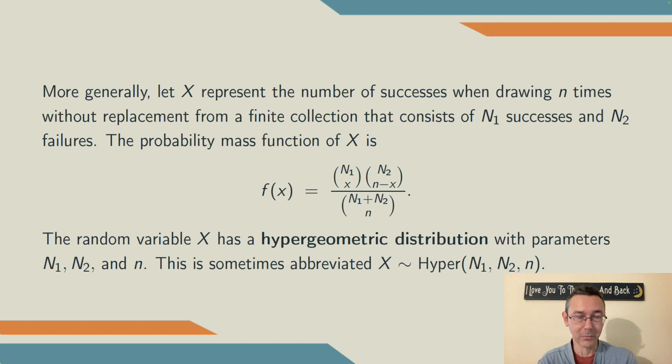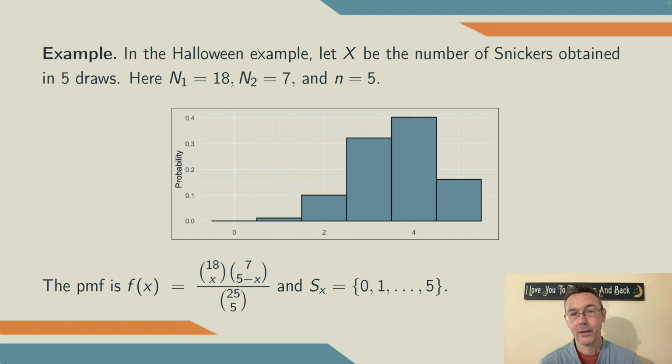A random variable with this probability mass function is said to have a hypergeometric distribution with parameters big N1, big N2, and little n, and that's sometimes abbreviated as hyper(N1, N2, n). To take this Halloween candy example just a little bit further, let x be the number of Snickers bars obtained in 5 draws. We have parameters N1 is 18, the total number of Snickers bars available, N2 is 7, the total number of non-Snickers bars available, Butterfingers, and little n equals 5, the total number of draws we're taking from this bowl.